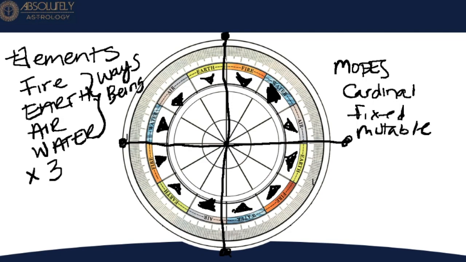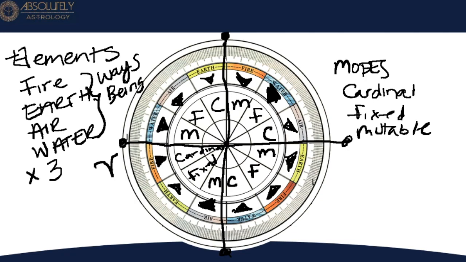So you have cardinal being the starting point of these angles here, okay? You have fixed being these middle sections. And you have mutable as these more fluid, transitional pieces, showing how the energy is shifting from point to point, and also demonstrating how we express the energy is different. This is how the signs are formed.